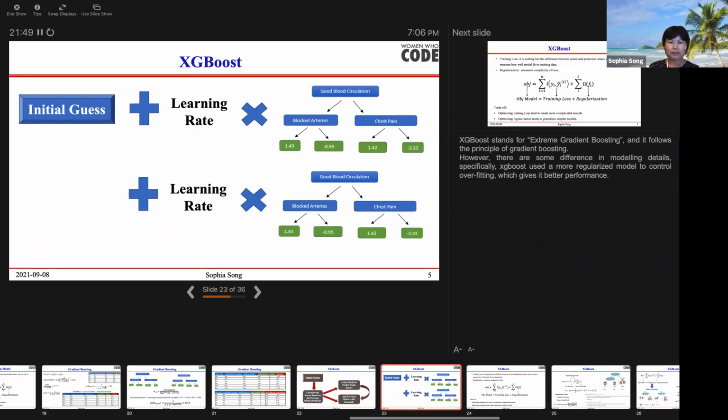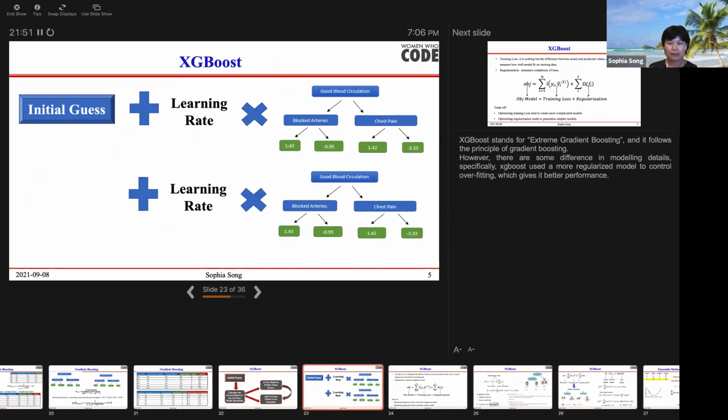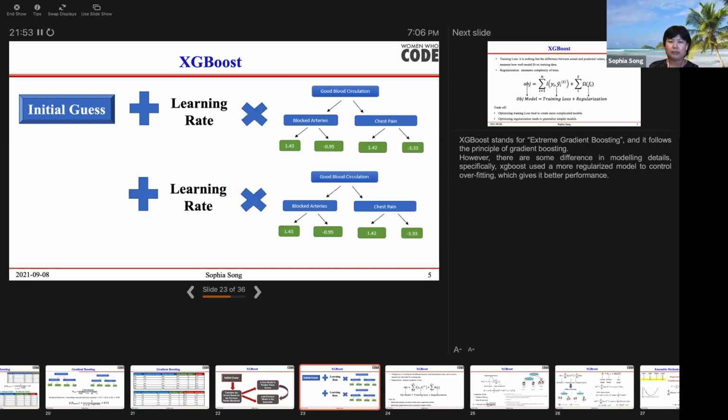So yeah, it's the same thing. I plot another plot. It's the initial guess plus the learning rate times your first learner's output, then plus the learning rate times your second learner's output. Then you get the final prediction. So it's the same thing. XGBoost uses the same methodology.